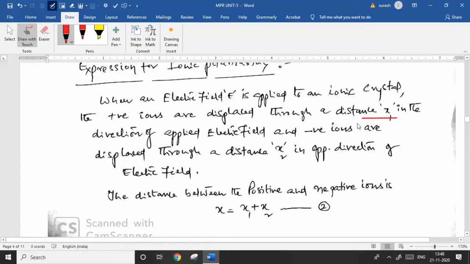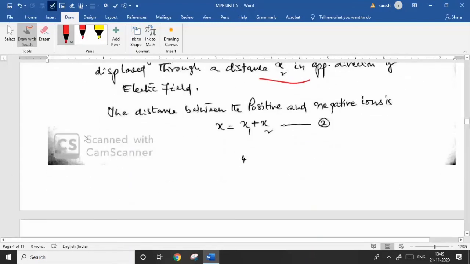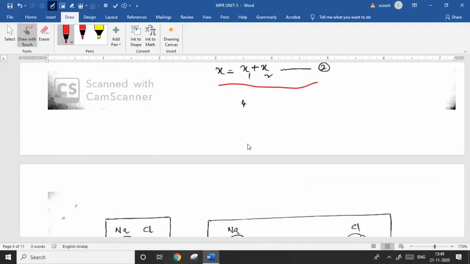My x1 is the distance in the direction of the applied electric field with respect to positive ions, and my x2 is the distance in the direction of the applied electric field with respect to negative ions. Therefore, if you take the distance between positive and negative ions, I could write it as x is equal to x1 plus x2. I can call it equation 2.